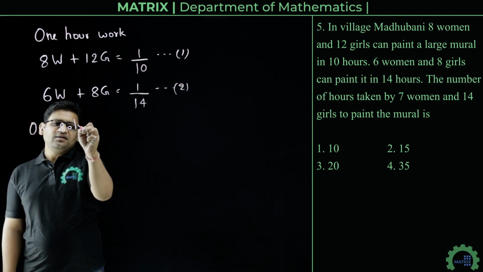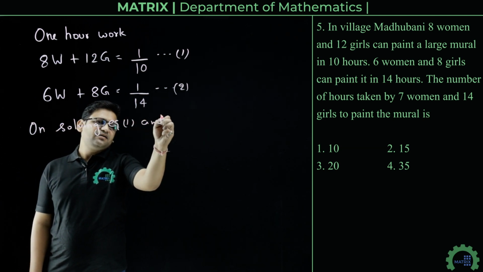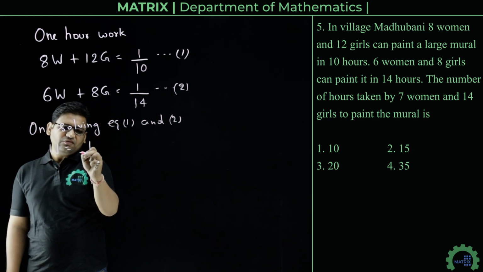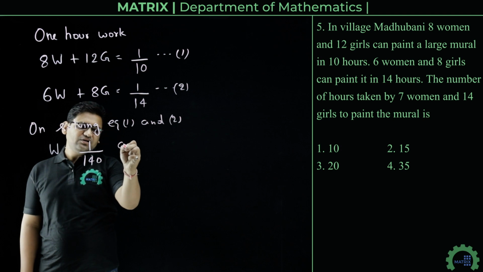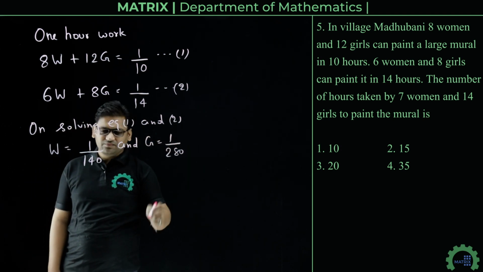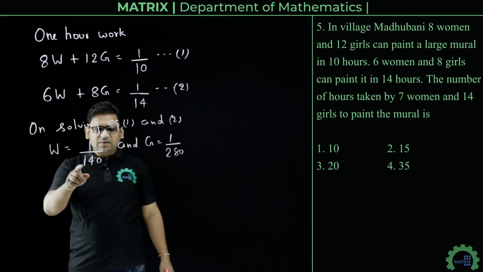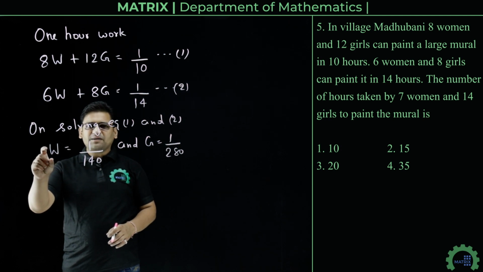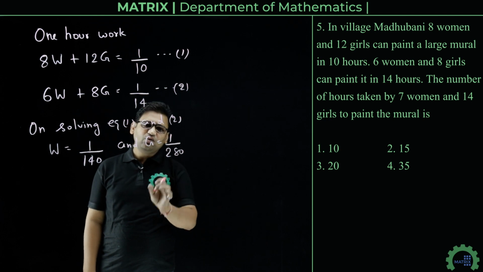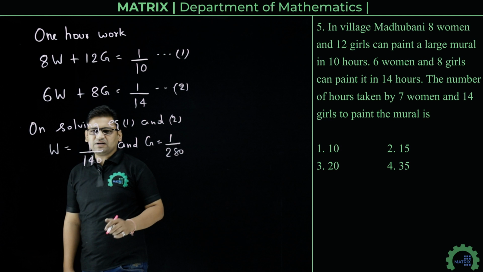So on solving equation first and second, we get W equals 1 by 140 and G equals 1 by 280. That is, a single woman's 1 hour work is 1 by 140. That is, a single woman can complete the work in 140 hours and a single girl can complete the work in 280 hours. And we need to find here the number of hours taken by 7 women and 14 girls.